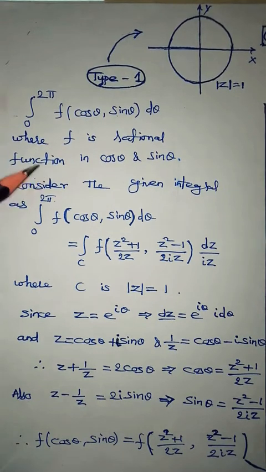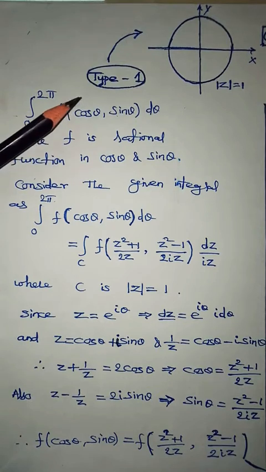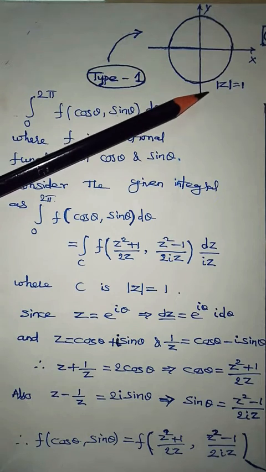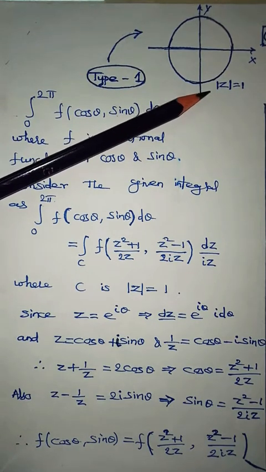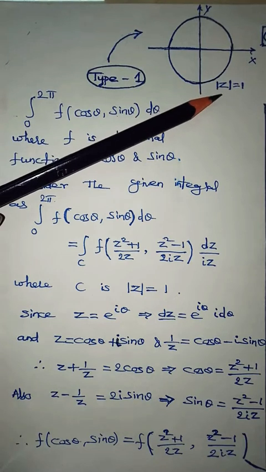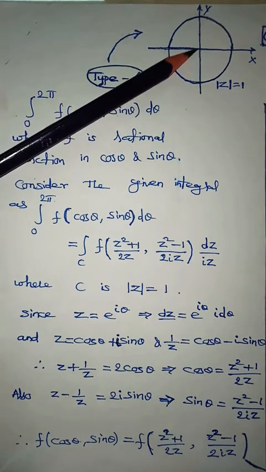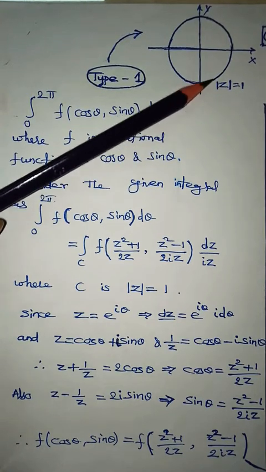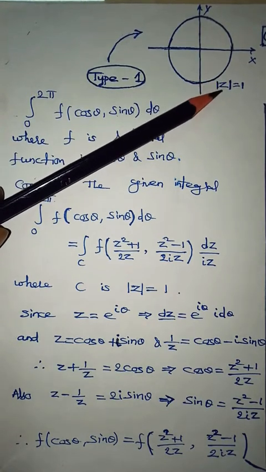Now f is a rational function in terms of cos theta and sin theta. So to evaluate contour integrals of first type, we need to consider a unit circle, modulus of z equal to 1. In all type 1 problems, this C, modulus of z equal to 1, means center 0, 0 and radius 1 unit. You need to consider C as modulus of z equal to 1 in all type 1 problems.